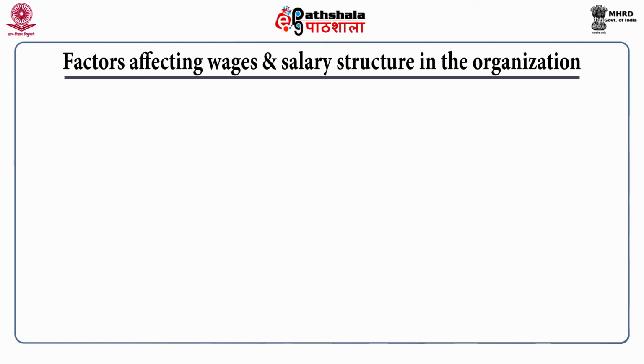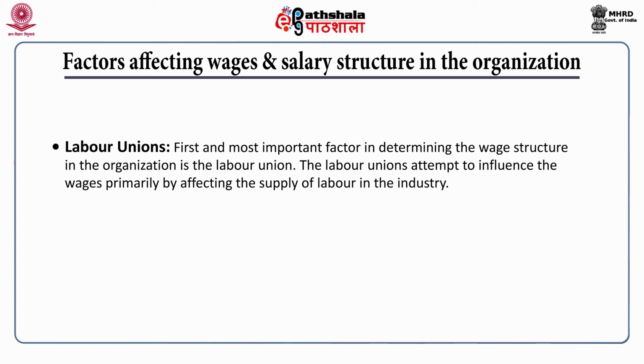The first factor is labor unions. It is the first and most important factor in determining the wage structure in the organization. The labor unions attempt to influence the wages primarily by affecting the supply of labor in the industry. The unions exert their influence for a higher wage and allowances through collective bargaining with the representatives of the management. If they fail in their attempt, they resort to strike and other methods whereby the supply of labor is restricted.